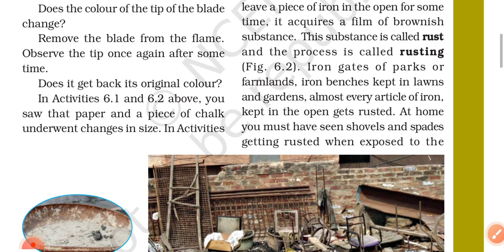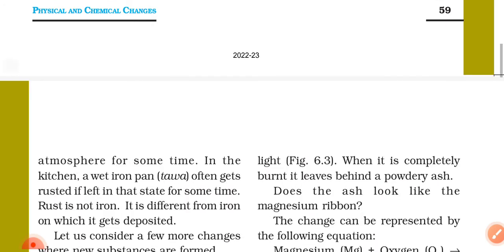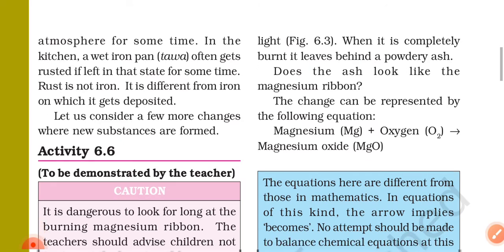Iron gates of a house or farmland, iron benches kept in lawns and gardens, almost every article of iron kept in the open gets rusted. At home, you must have seen a shovel and spade getting rusted when exposed to the atmosphere for some time. In the kitchen, a wet iron pan or tawa often gets rusted if left in that state for some time. Rust is not iron. It is different from iron on which it gets deposited.